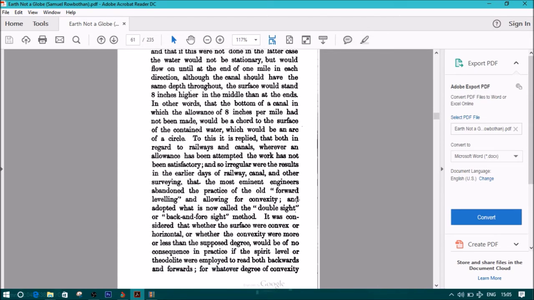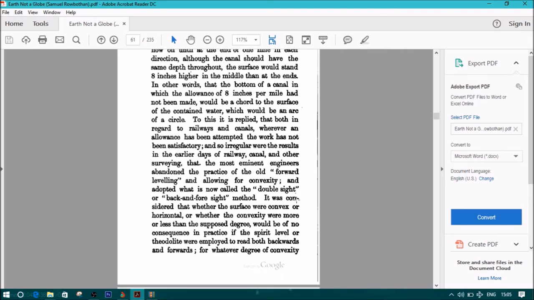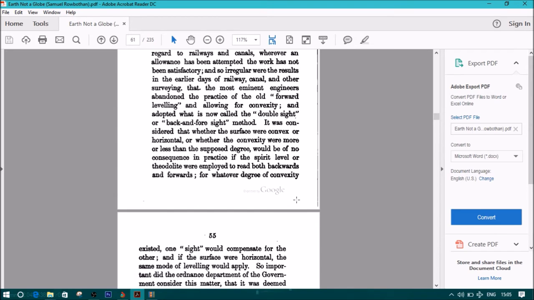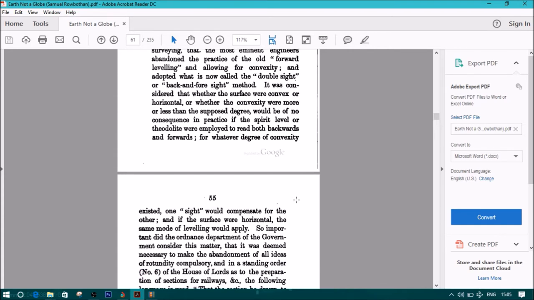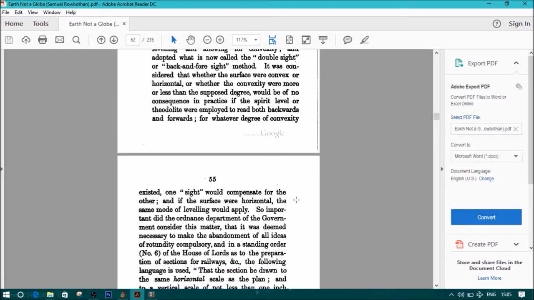To this it is replied that both in regard to railways and canals, wherever an allowance has been attempted, the work has not been satisfactory, and is so irregular, where the results in the earlier days of railway, canal, and other surveying, that the most eminent engineers abandoned the practice of the old forward leveling in allowing for convexity, and adopted what is now called the double sight, or back and fore sight, method. It was considered that whether the surface were convex or horizontal, or whether the convexity were more or less than the supposed degree, would be of no consequence in practice if the spirit level or theodolite were employed to read both backwards and forwards for whatever degree of convexity existed.